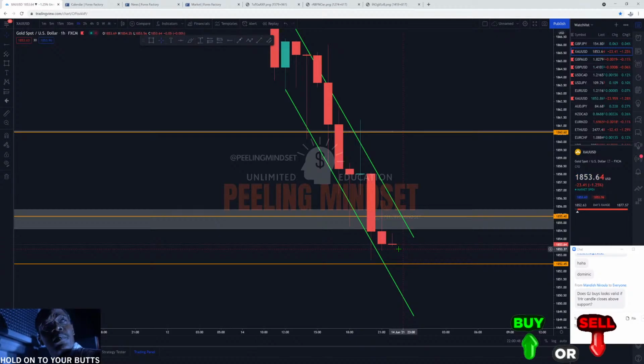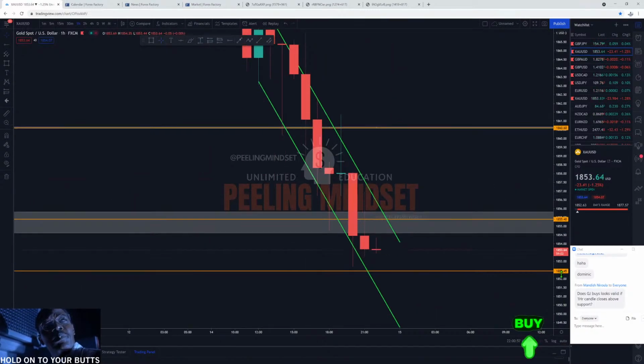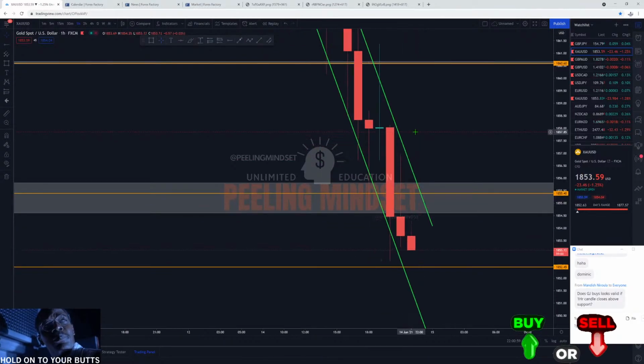The price hasn't even retraced even once. It's been moving down, just ultimately moving down. So it's pretty crazy, isn't it? The way gold's been moving down. We've already talked about this idea.